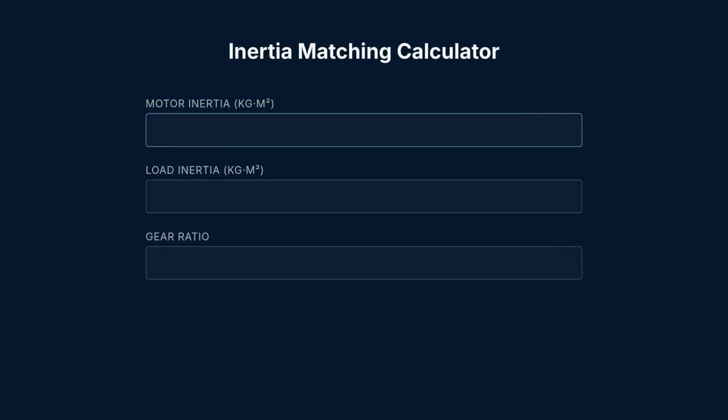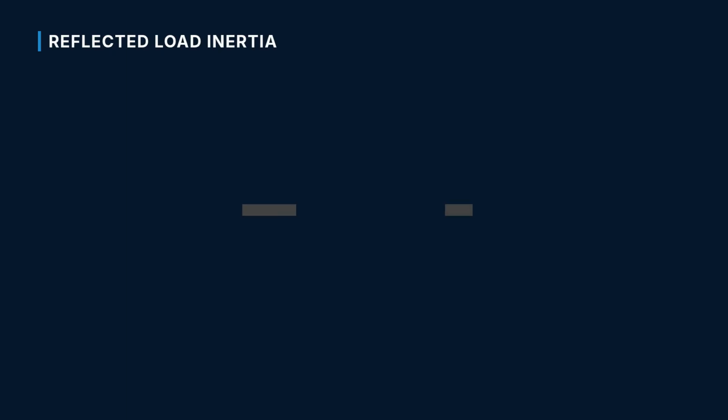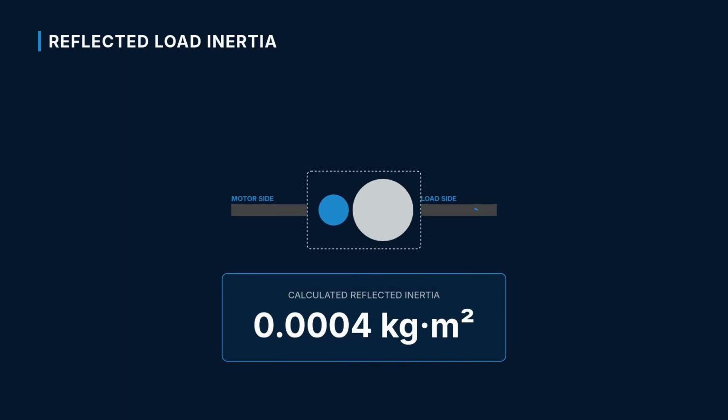Let's work through an example. I'll enter 0.001 for motor inertia, 0.01 for load inertia, and 5 for gear ratio. When I click Calculate, the results show a reflected load inertia of 0.0004 kilogram meters squared. This is the load inertia as seen by the motor through the gearbox.